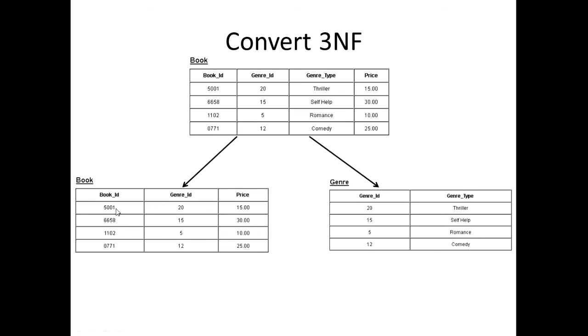So now in this book table, we have 3 columns: book ID, genre ID, as well as the price. And then we have in this genre table, genre ID, and then the genre type. So we have removed that transitive functional dependency by simply restructuring the table and also adding another table, genre, here. So hopefully this makes sense to you guys.